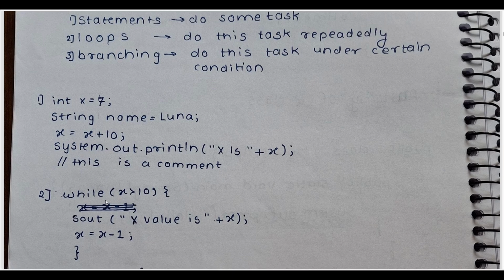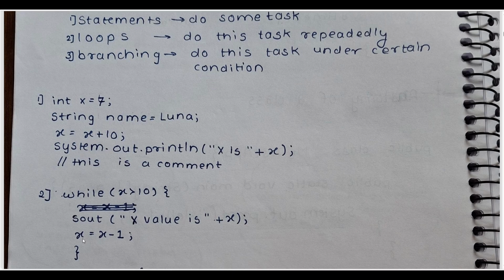So suppose the value of x is 15. 15 is greater than 10. Yes, so it will execute "x value is " + x. Here "x value is" is in quotation marks, so it will print as it is on the screen, and x is outside the quotation marks with this plus sign, so the value of x will be printed on screen here. These two are linked with this plus. So on the screen it will print: x value is 15.